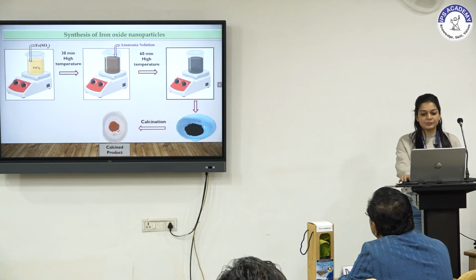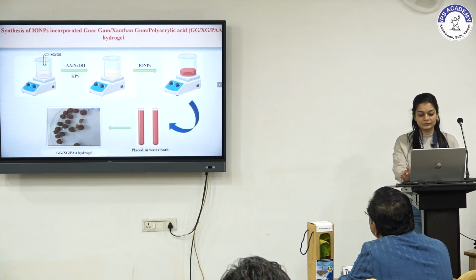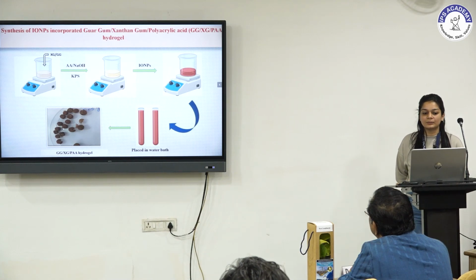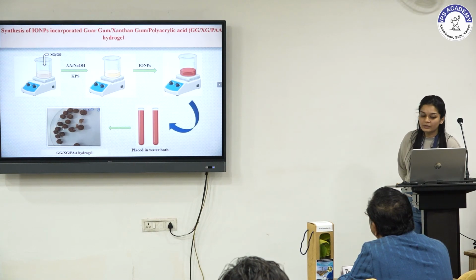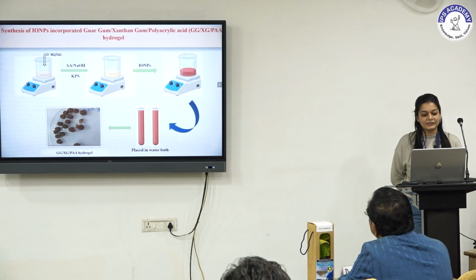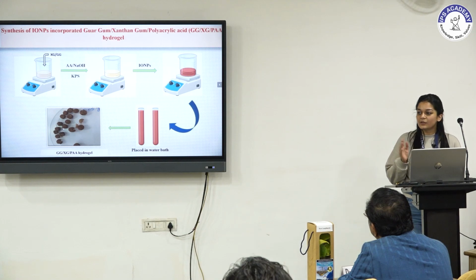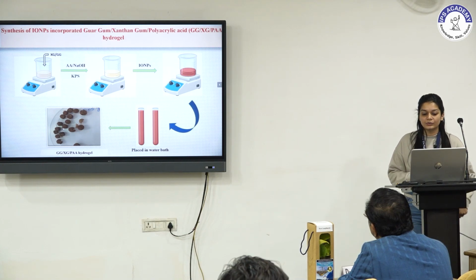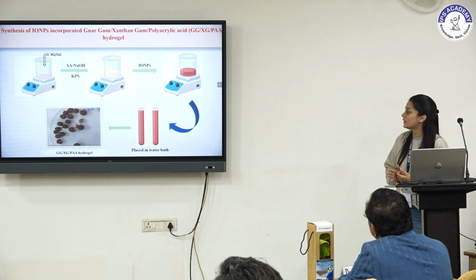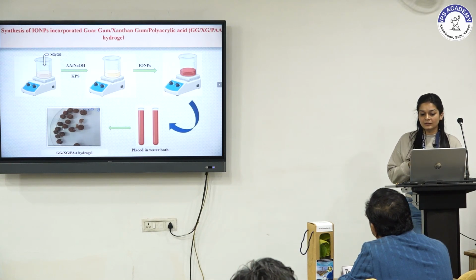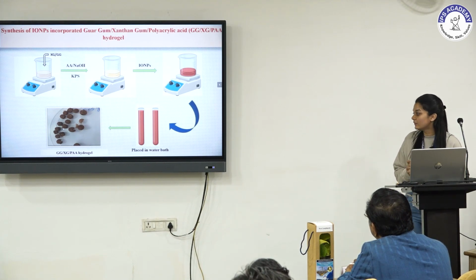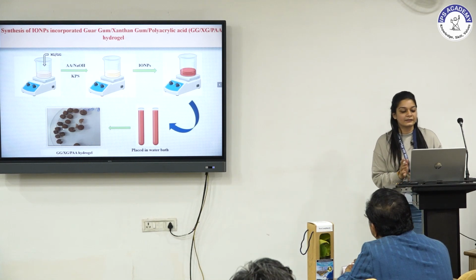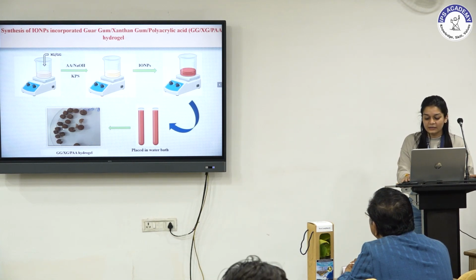Then that characterized product was reinforced into the hydrogel. For that, the xanthan gum and guar gum were first dispersed in water, then acrylic acid was added into it, then pH was neutralized, and then iron oxide nanoparticle was added into this. Then color change was observed from pale yellow to reddish. Then the solution was stirred for 1 hour and kept in a water bath. After 1 hour, we got the product and we cut that into slices. Then it was dried and characterized.